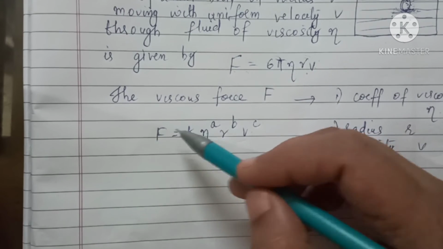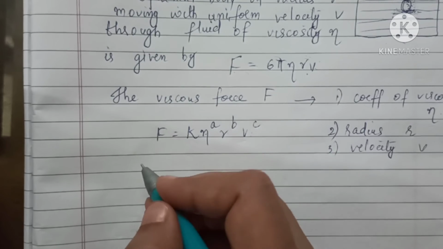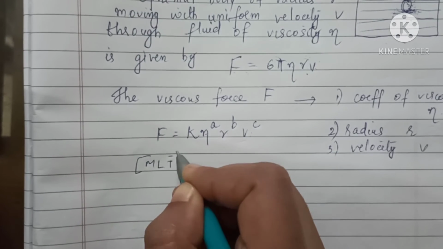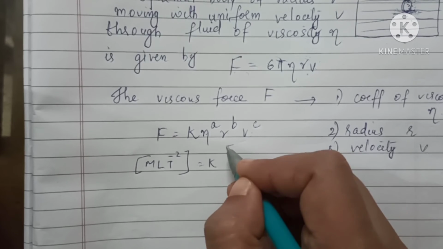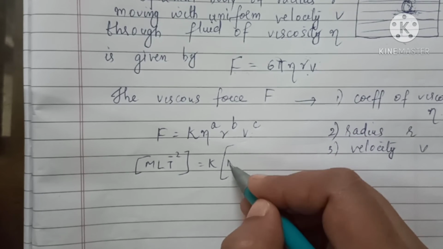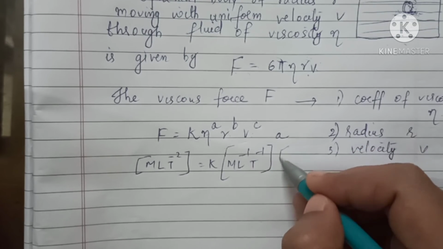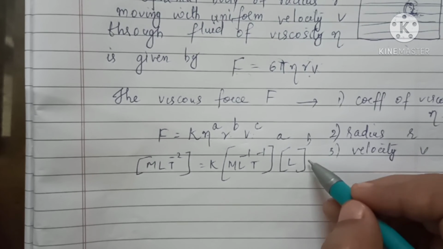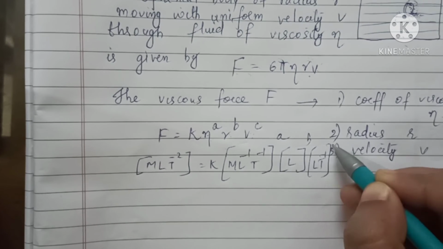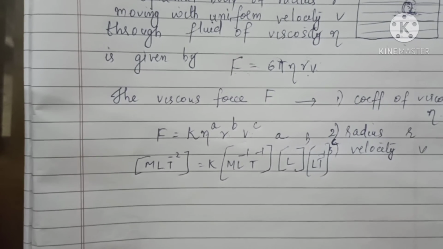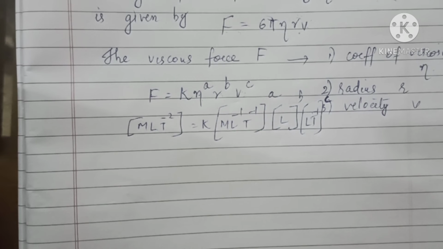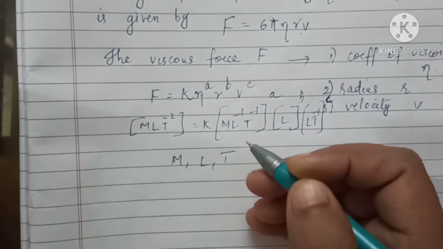Now here you know the dimensions of each physical quantity. For F you can write it as M L T raised to minus 2 is equal to K into, the dimension of coefficient of viscosity, M L raised to minus 1 T raised to minus 1, raised to a, r is L raised to b, and velocity is L T raised to minus 1, the whole raised to c. Clear? So in such a way you can equate the powers on left and right, by equating the powers of M, L and T on both sides.